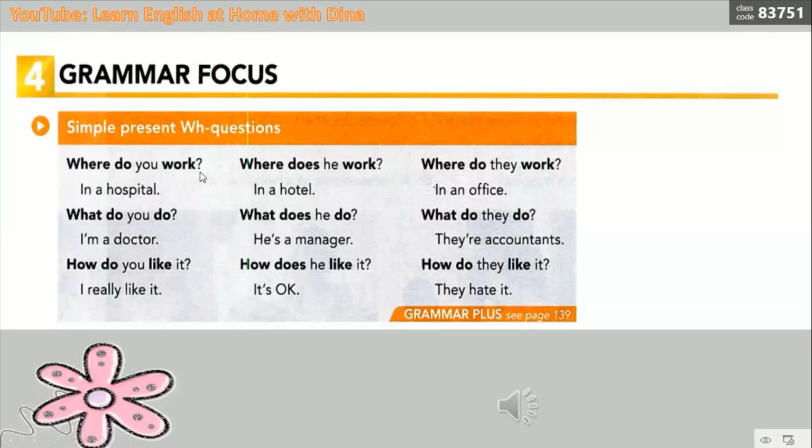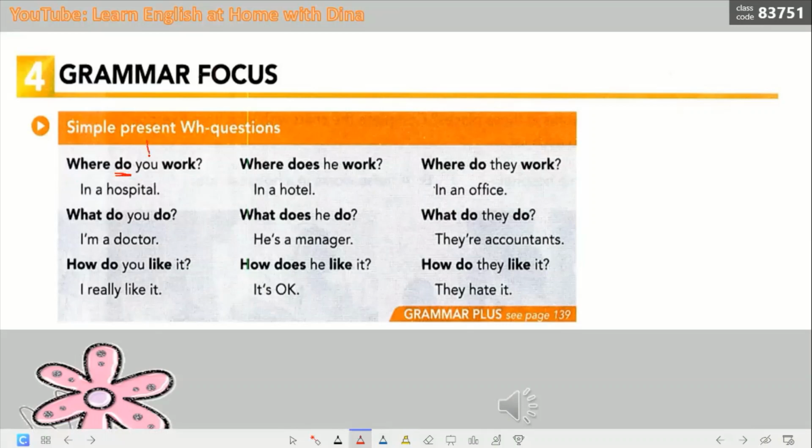where do you work؟ اتفقنا لما بشوف I we وthey ويو بستخدم معاهم do. So here where do you work؟ ليه استخدمت do؟ عشان عندي الضمير you. So I say where do you work؟ أين تعمل؟ where do you work؟ in a hospital. What do you do؟ أنت بتعمل إيه؟ where طبعا بتسأل عن المكان to ask about the place. أين تعمل؟ where do you work؟ in a hospital.